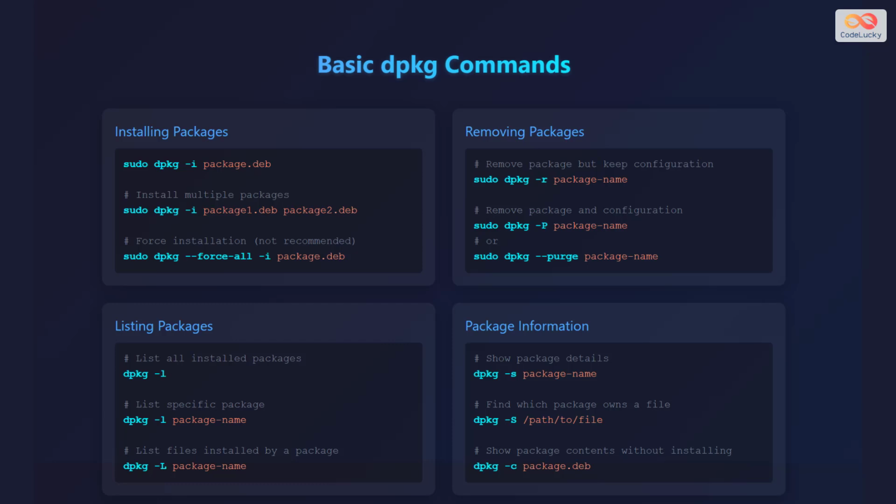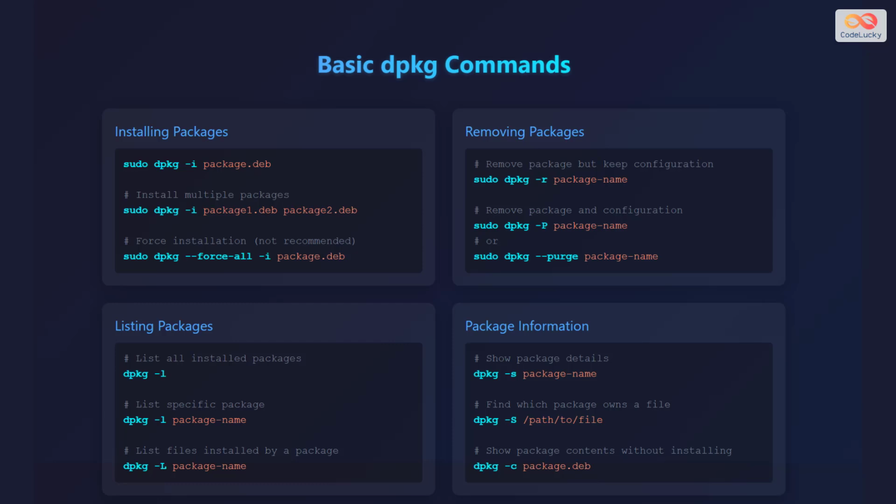Now let's look at listing packages. To list all installed packages, simply use the command dpkg -l. To list a specific package, use the command dpkg -l followed by the package name. Finally, to list the files installed by a package, use the command dpkg -L followed by the package name. And for package information, to show package details, use the command dpkg -s followed by the package name. To find out which package owns a specific file, use the command dpkg -S followed by the path to the file.